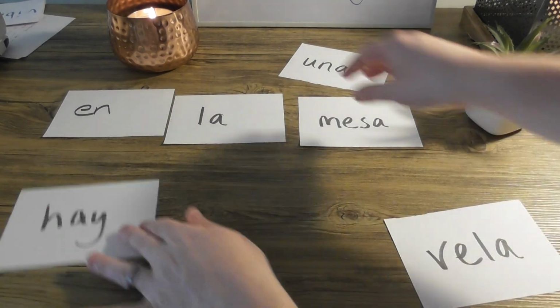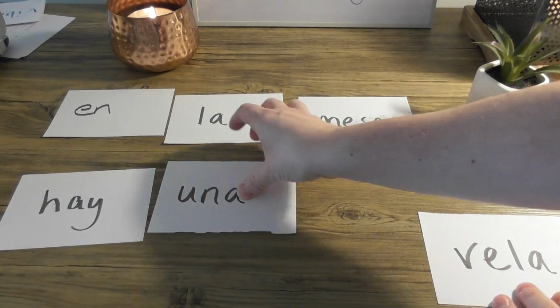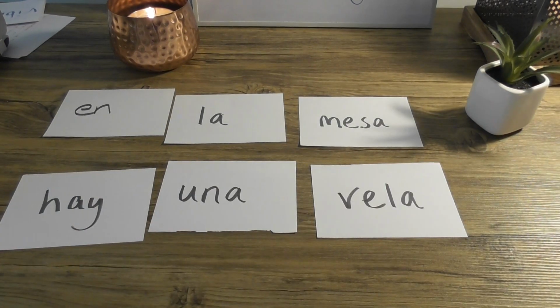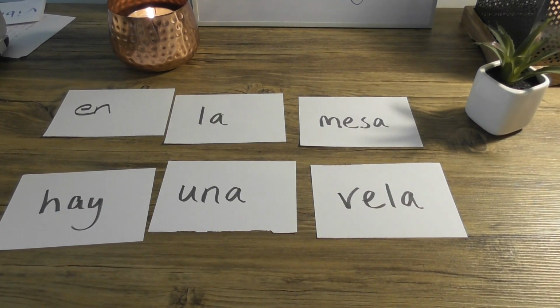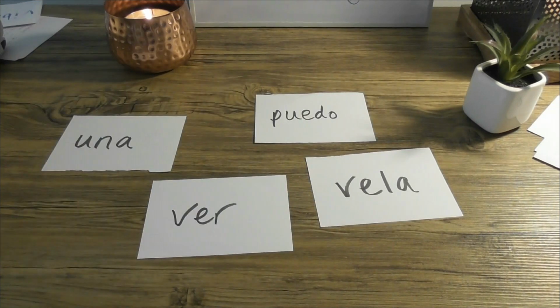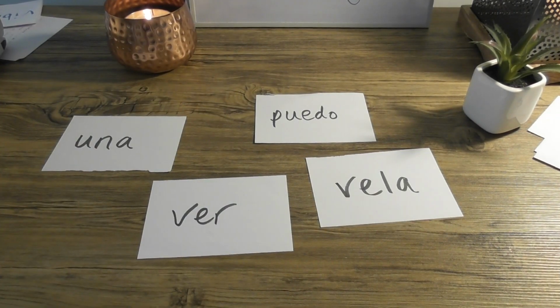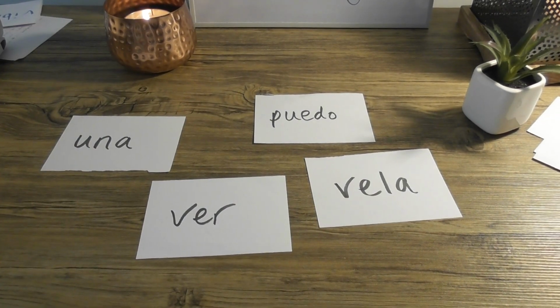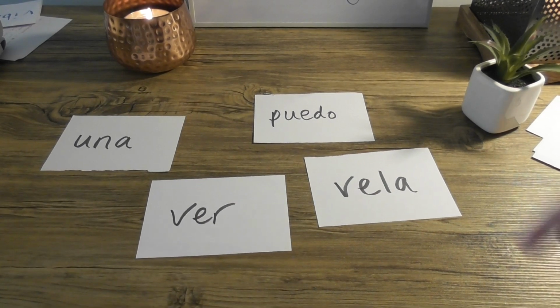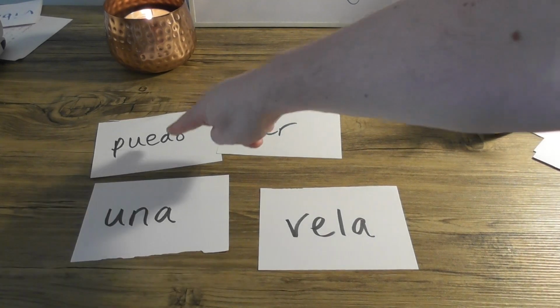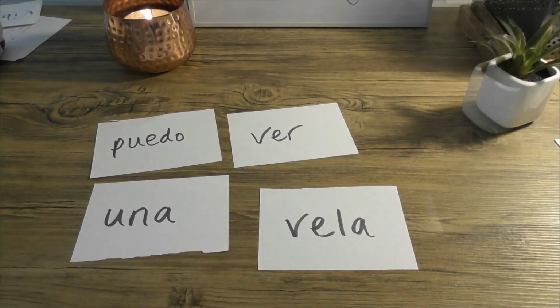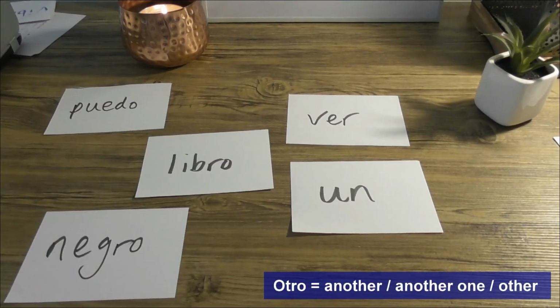En la mesa hay una vela. On the table there is a candle. You could have said hay una vela en la mesa. There is a candle on the table. Try this one. Okay, puedo ver una vela. I can see a candle. Vamos, y otro.